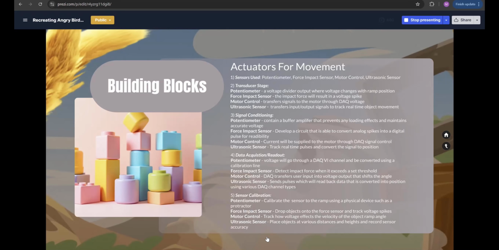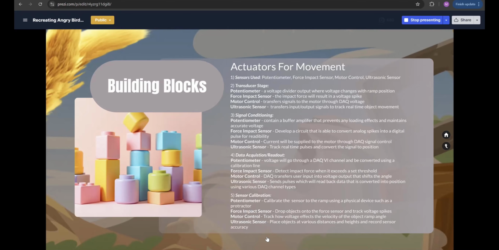Signal conditioning. Potentiometer contains a buffer amplifier that prevents any loading effects and maintains accurate voltage. The force impact sensor develops a circuit that is able to convert analog spikes into digital pulses for readability. Motor control. Current will be supplied to the motor through DAC signal control. Ultrasonic sensor tracks real-time pulses and converts the signal into position.